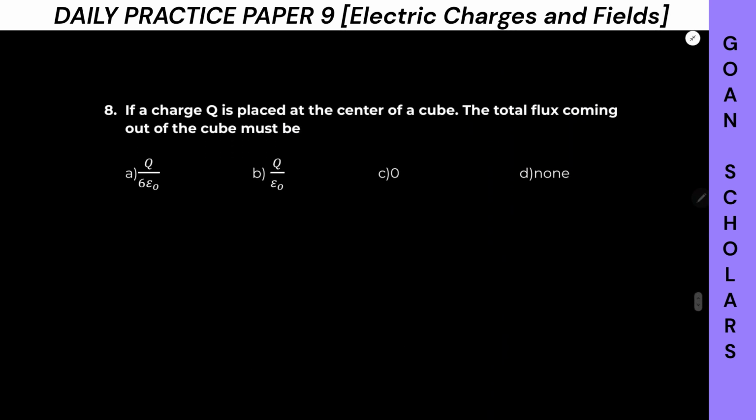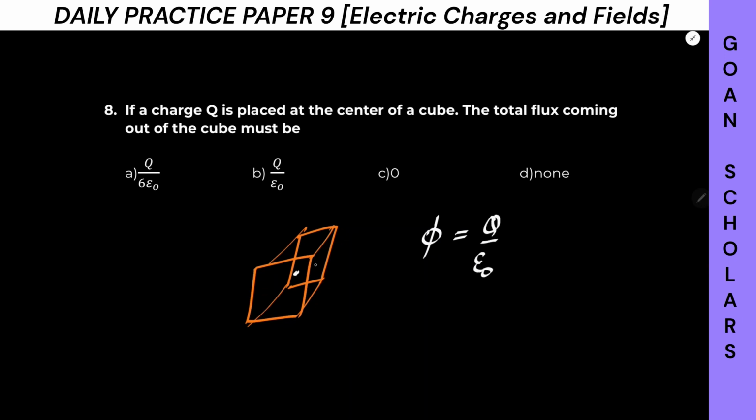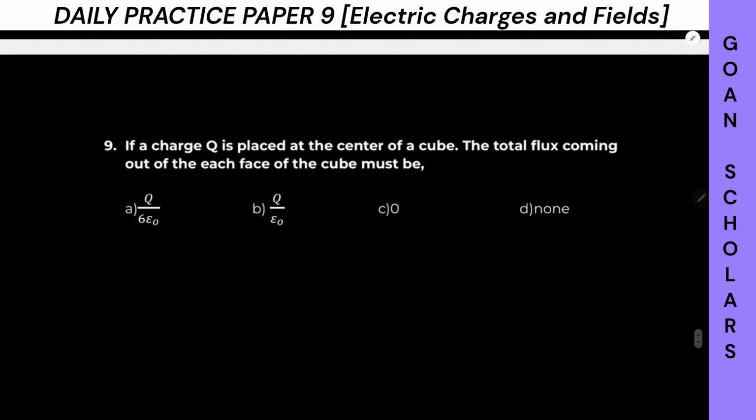Let's see the 8th one. If a charge q is placed at the center of a cube, the total flux coming out of the cube. So if this is a cube and you are placing a charge at the center, then what will be the flux? According to Gauss's law, flux phi will be q by epsilon naught. Field lines will come out from all the surfaces in all possible 3 dimensions. Option B is correct. Let's move to question number 9.